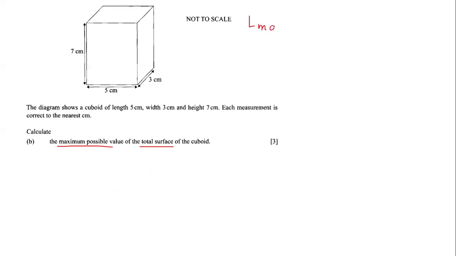And L max just basically means what is the highest length we could use. Remember, each measurement is given correct to the nearest centimeter. So what is the highest length we could use? What is the highest width we could use? And what is the highest height we could use? So we have to figure out what is L max.